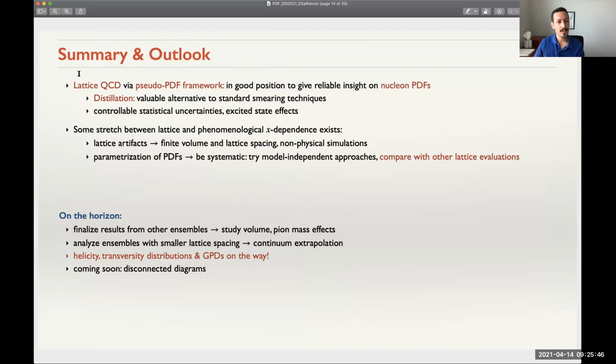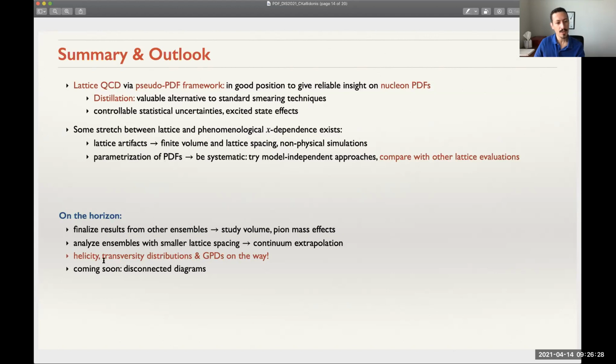So I'll just conclude. Lattice QCD via the pseudo-PDF framework appears to be in a good position to give reliable insight on the nucleon PDFs. The distillation method provides a valuable alternative to standard mirroring techniques, and we have controllable statistical uncertainties and excited state effects. As I mentioned before, the difference between the lattice and the phenomenological X dependence can be due to lattice artifacts, and also due to the parameterization of PDFs. We are currently in the process of examining both of those systematics, and of course, we want to compare with other lattice calculations.